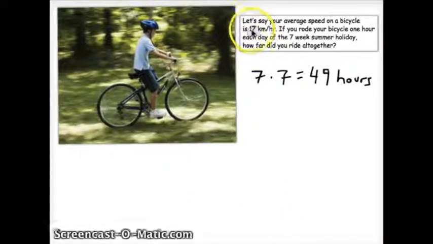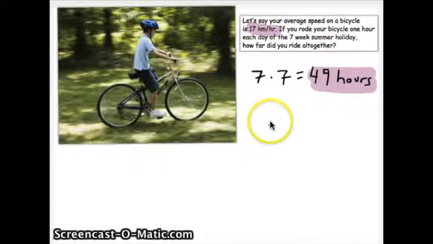Well, if you go 17 kilometers in 1 hour, and then you ride 49 hours altogether, that means your total distance is going to be 17 multiplied by 49, because you're traveling 17 kilometers for each hour. So basically you're adding 17 together 49 times. And we'll write that as 49 multiplied by 17.